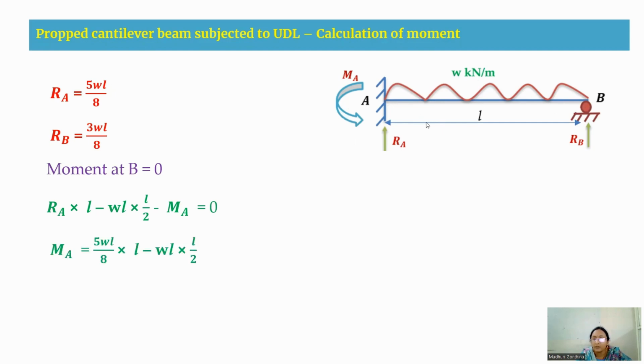Therefore, by solving this equation, MA will be equal to WL square by 8. As we are getting the MA value as positive, whatever sign convention we assumed here, that is hogging in nature, will be the same direction only. Suppose if you get MA to be a negative value, then the sign convention will be in the opposite direction, like this. As we got it in the positive direction, the sign convention will be in this direction only, that is anti-clockwise.